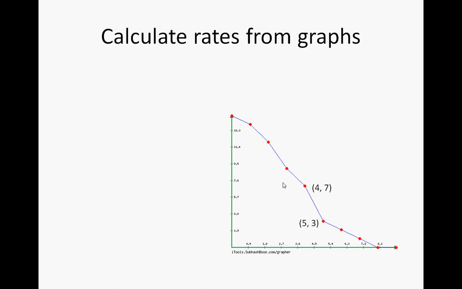So that would be two examples of rates, but now we're going to figure out how we calculate the rates when we have a graph. So here's our ski slope again, and I want to find out the rate of change, how steep it is, between this point at 4, 7 and this point at 5, 3. Now we're going to subtract this one from this one to find the difference.